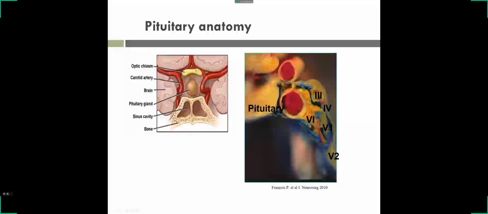This is just a view of the connections between the surrounding CNS and sort of where the pituitary gland sits within the brain. Just above it are the optic chiasm, and below are the sinus cavity. You can see the pituitary, although very important, is actually quite small.